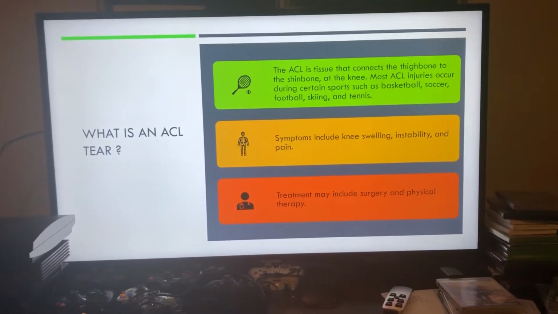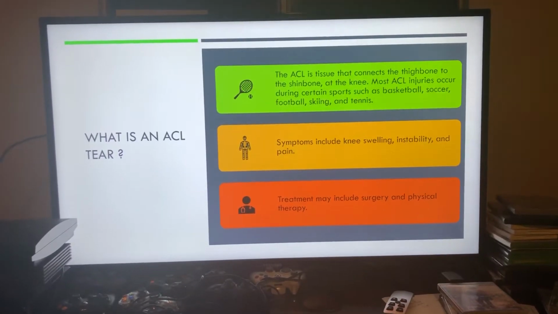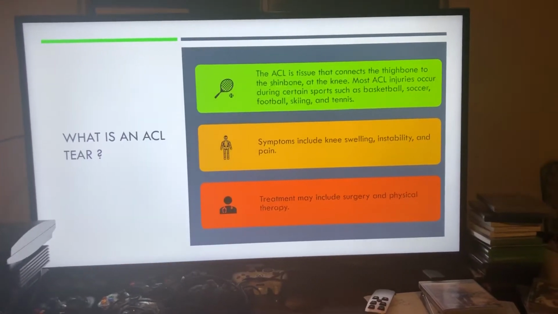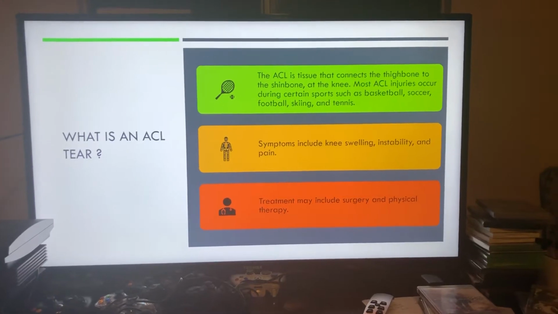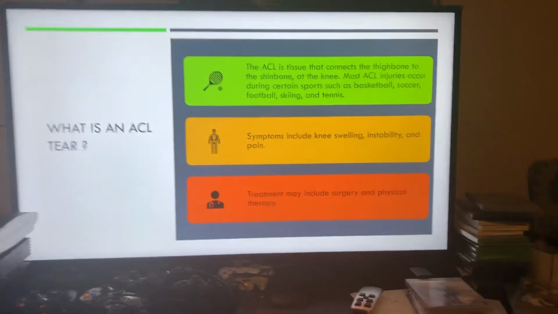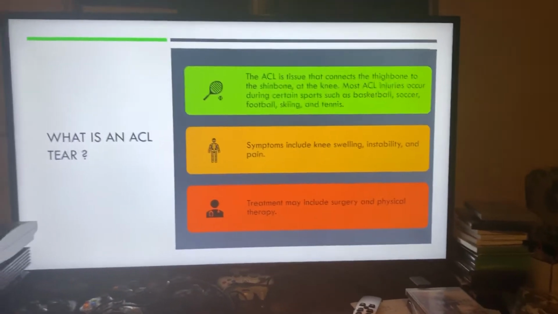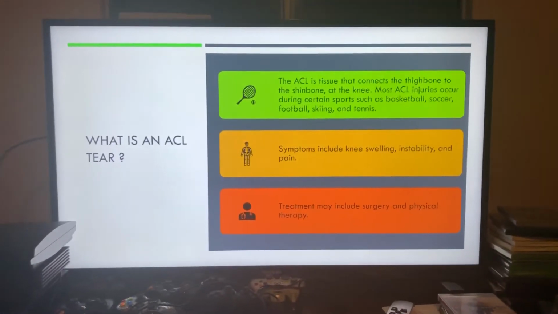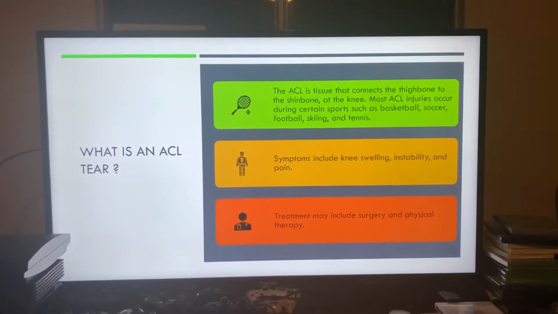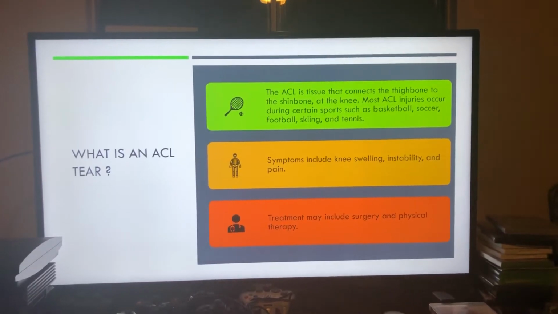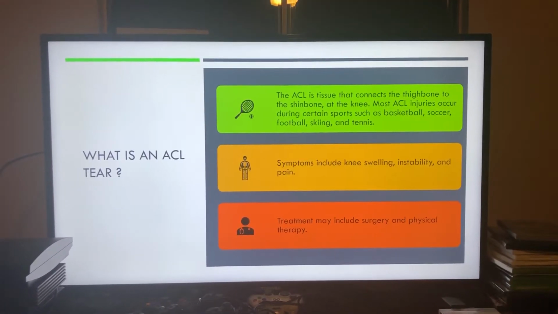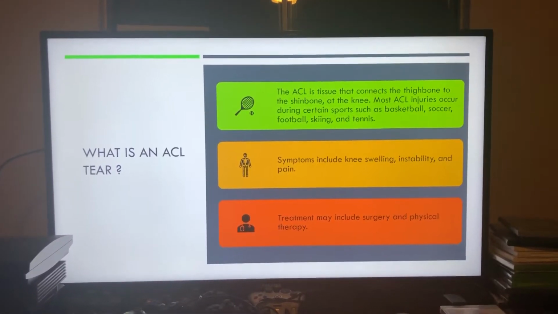An ACL is a tissue that connects the thigh bone to the shin bone at the knee. And again, most ACL tears occur during certain sports such as basketball, soccer, football, skiing, and so forth. But this is due to the fact that all these sports involve very cut and stop motions that can cause a shifting or tear or a quick sudden jerk of the knee, causing it to tear quickly.